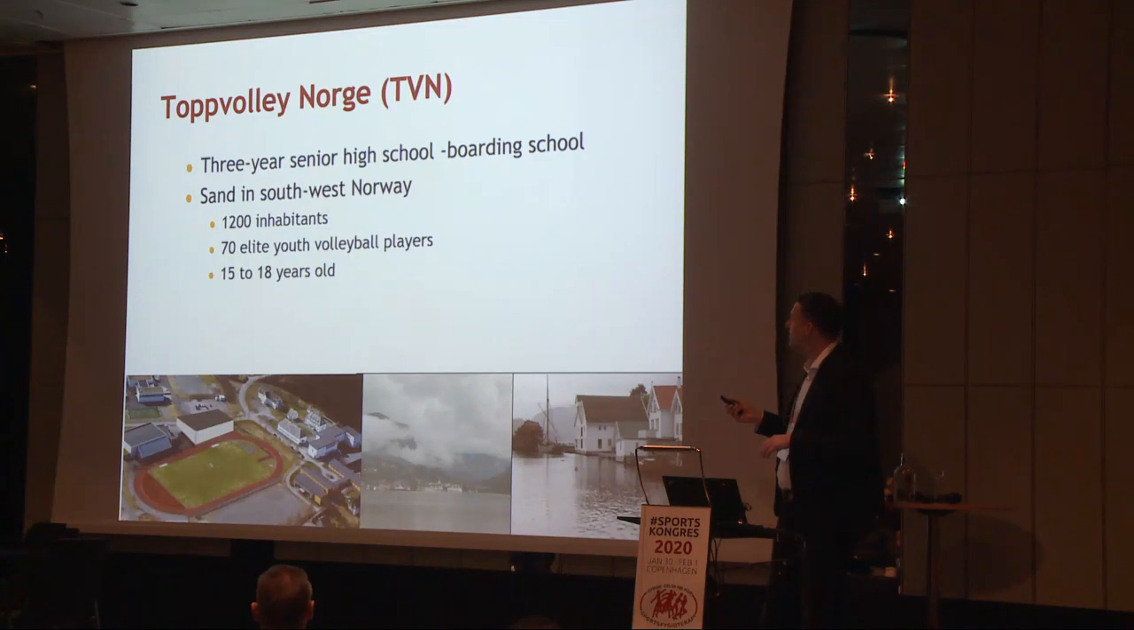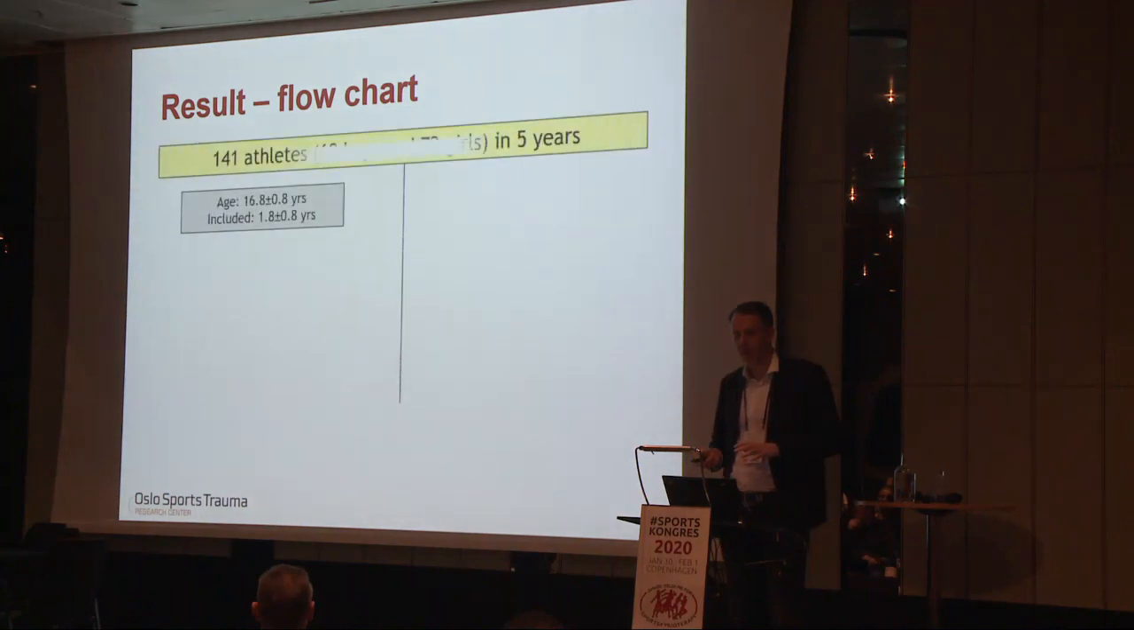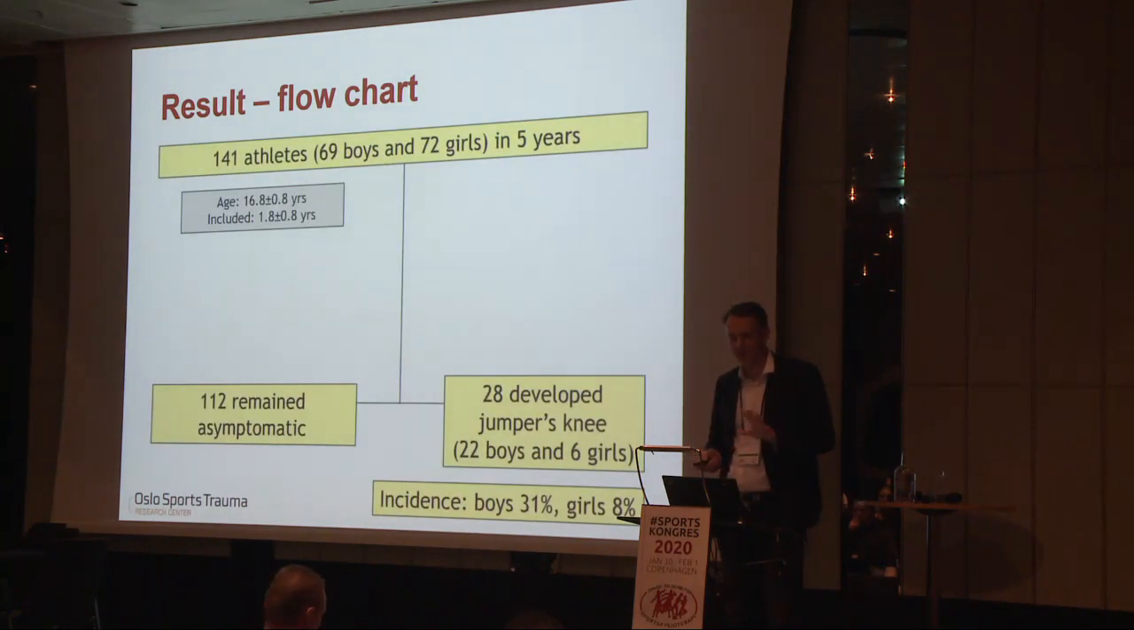Briefly summarize: boarding school, 3 years, collecting data in 5 years, about 70 volleyball players each year. Twice a year, we're ending up with a lot of players. This is one of the flow charts, and you can see, this is for 4-year data, 140 athletes, and around 30 developed jumper's knee.